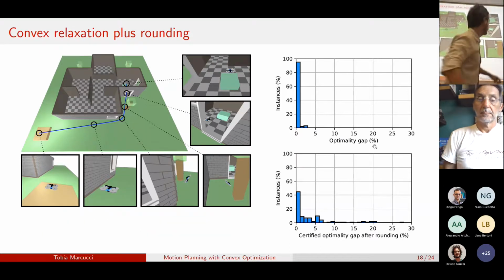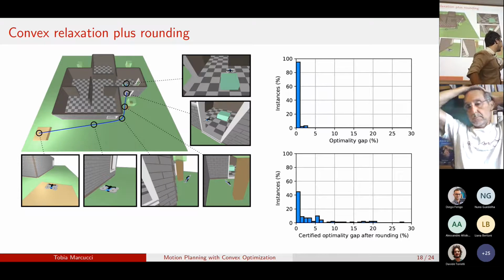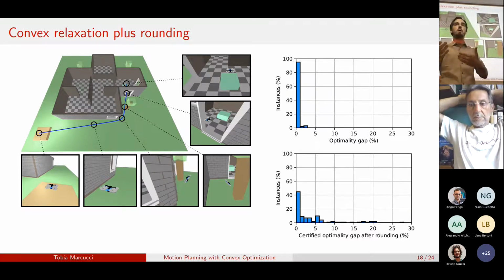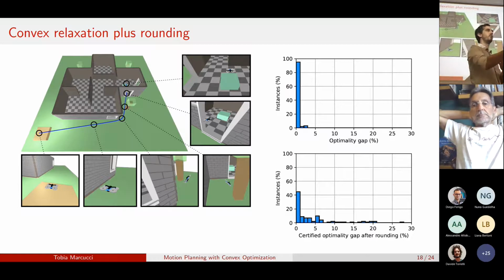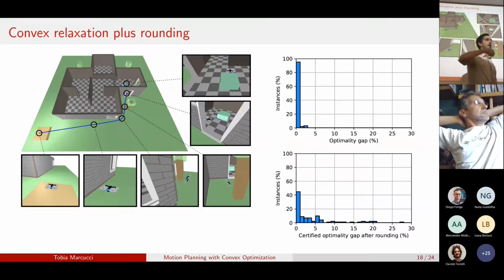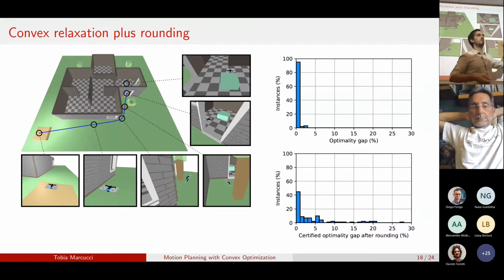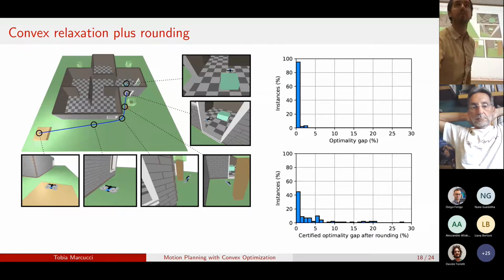The second histogram shows the gap that is certified by design by our method, because we have a lower bound from the convex relaxation and an upper bound from the rounding. We can compare these two numbers and give a conservative estimate of how far we are from the global minimum. And you see that 45% of the times, not only does our planner find the global minimum, but it also certifies it by design. And even in the worst case, it says, well, you might be 20% away from the global minimum. And actually, we were at the global minimum most of the times.